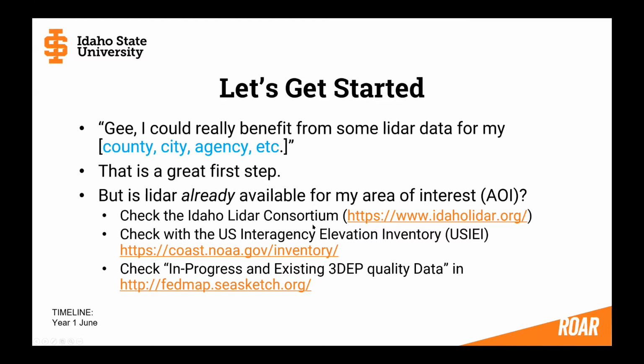Well, let's go into this then. Is Lidar data already available for my area of interest? First thing to do, go to the Idaho Lidar Consortium. If you don't know about that place, there's the link for it. And alternatively or secondarily, check with the US Interagency Elevation Inventory. There's a link for that. And then also check for the in progress and existing 3DEP quality data. We're going to learn what 3DEP is in just a little bit. And there's another link for that site as well. So about 3 different places to check.